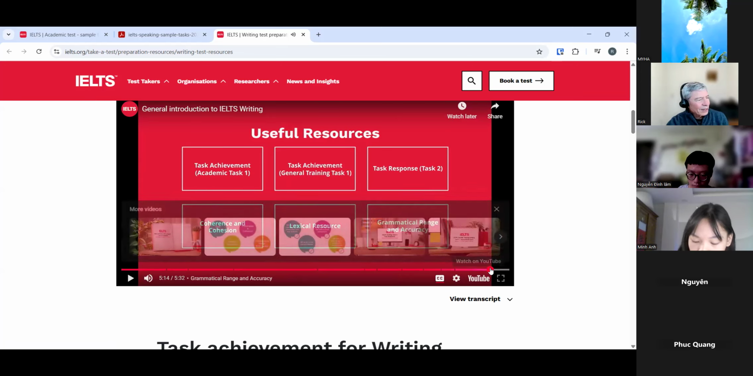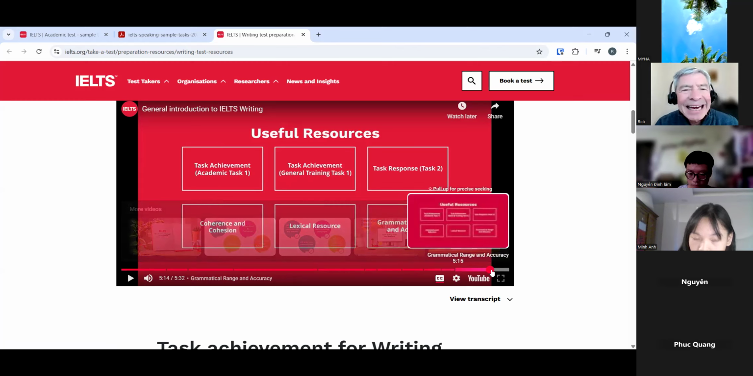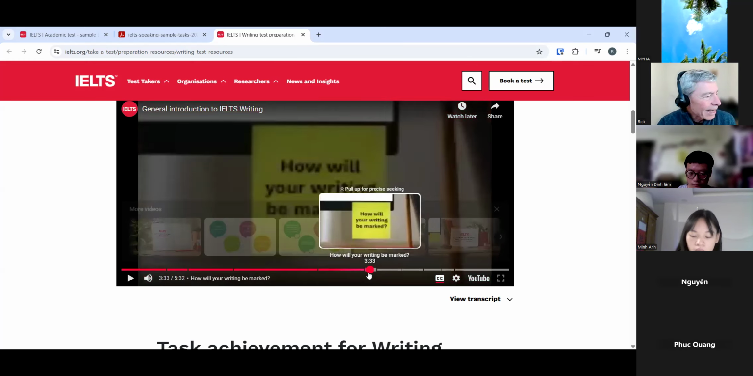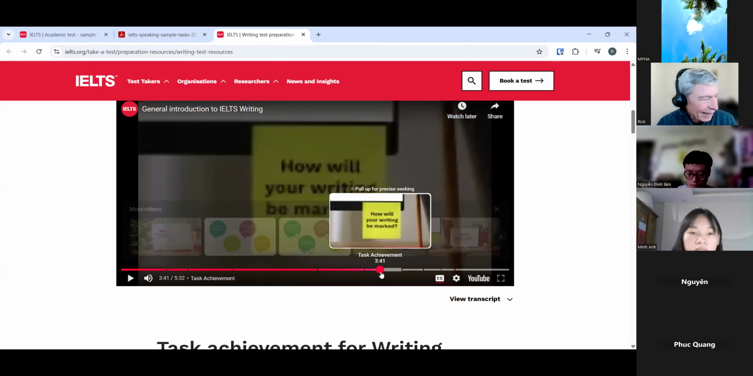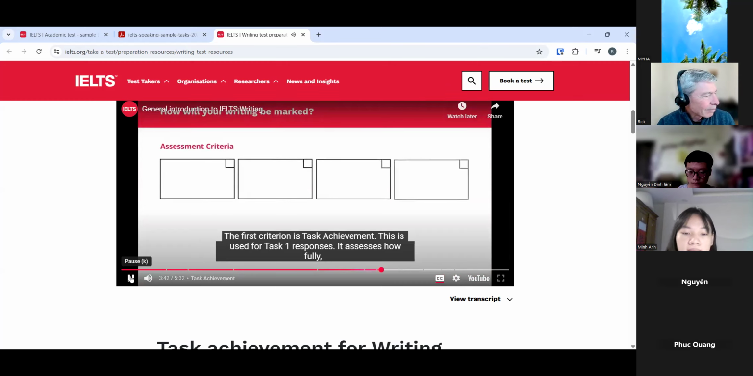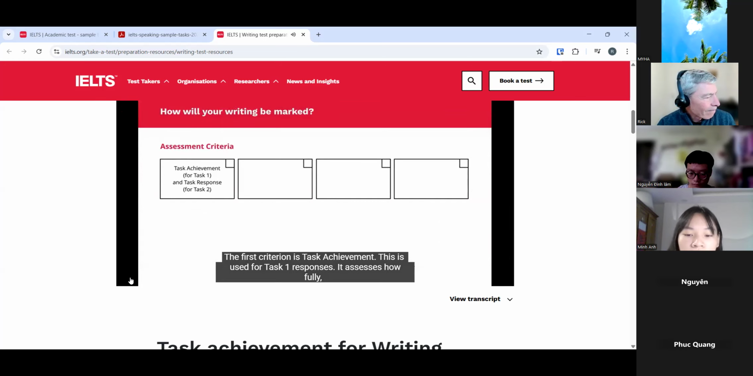Okay, everyone, I'm just going to go back to explain some of the words in the marking for you. Some of you, I know, might not be too familiar with these words because they use quite formal words. I will explain this to you. The first criterion is task achievement. This is used for Task 1 responses.